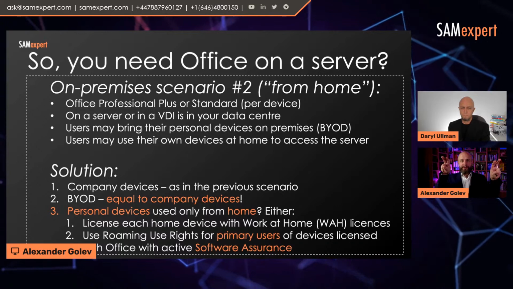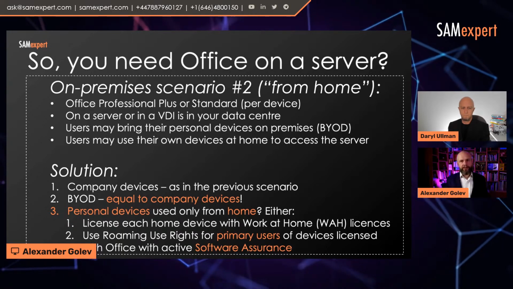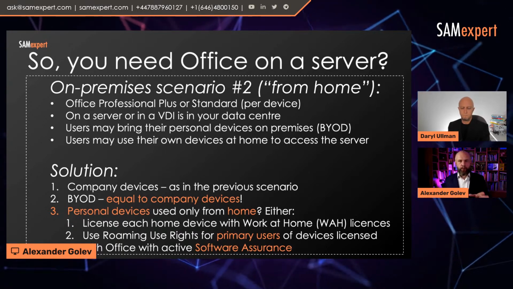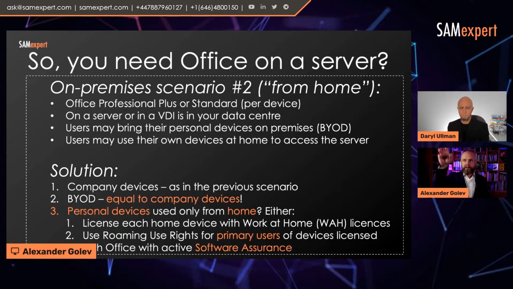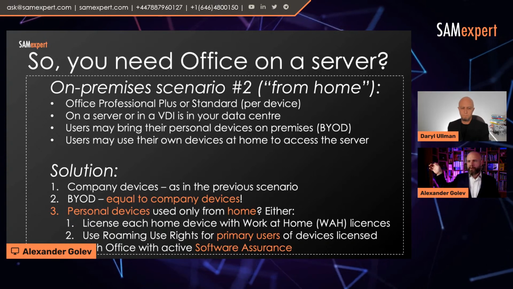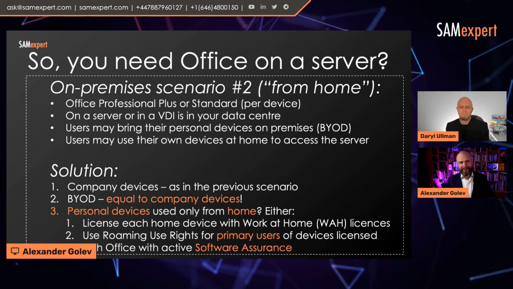It's called roaming use rights. Even Microsoft themselves started removing the roaming use rights explanations from all their guides. It's difficult to find any. I have one. If you want it, just send me an email at ask@SAMexpert.com, the email on the top of the slide, and I'll send you that Microsoft guide, because it's not even Googleable, so you can't find it.